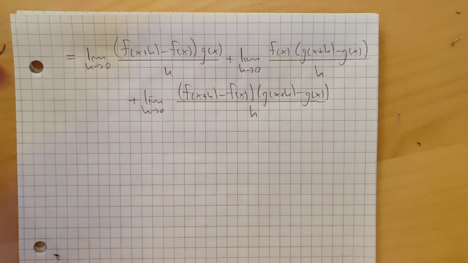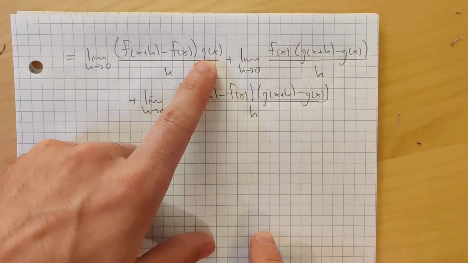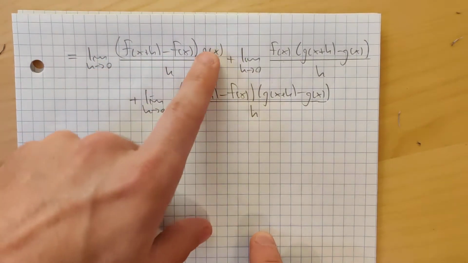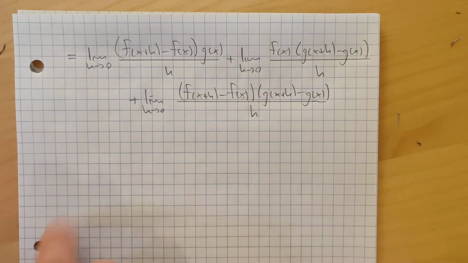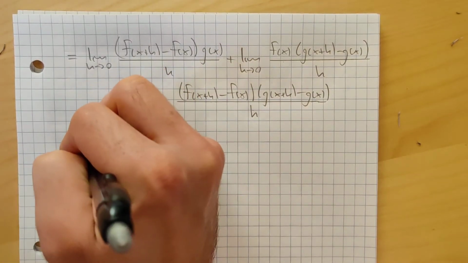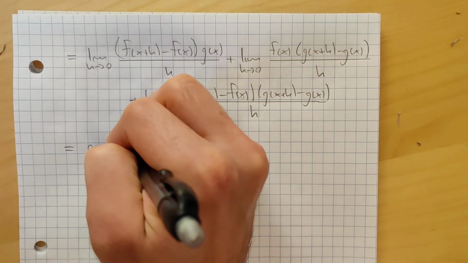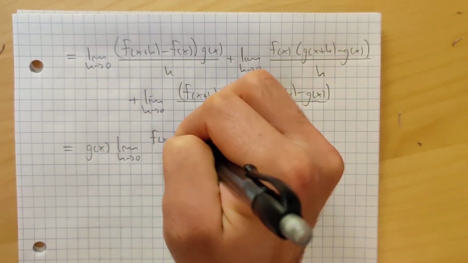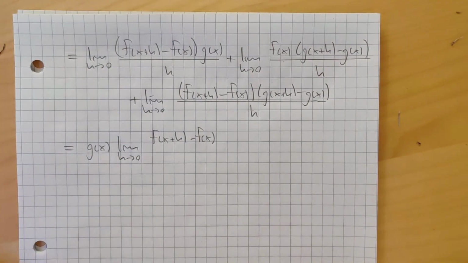Now you can see here that this g of x is a common factor at the top. So I can pull it out front of the limit because it doesn't involve h. This g of x doesn't depend on h. So I can pull that factor out. So I have g of x times the limit as h approaches 0 of f of x plus h minus f of x over h.